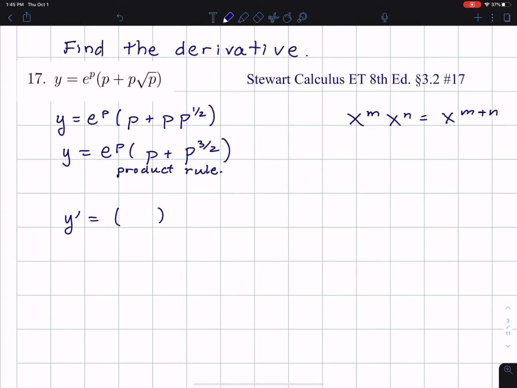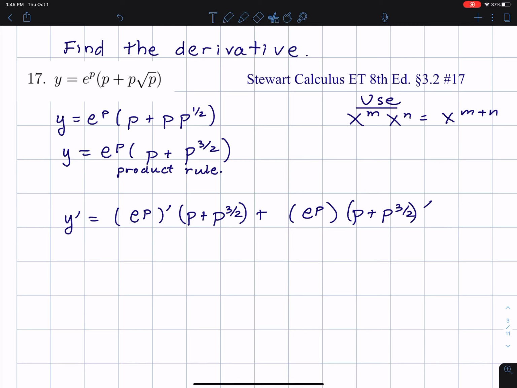And I'm first going to have a little outline of the product rule, where what I do is take a derivative of the first factor, and then I leave the other factor by itself without taking the derivative. Then I leave the first factor alone and take the derivative of the second factor. Now we're going to use that, so these are the things we're going to use here.